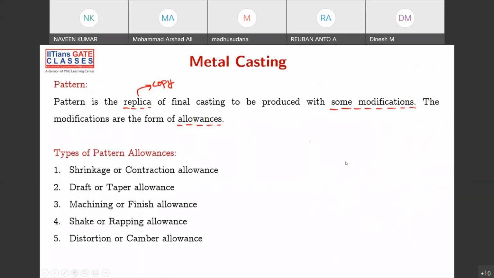Okay. Let's go now. From here, we'll be discussing the allowances. Very important. I'll be discussing it here itself. The slides will come up. Okay. So what is a pattern?